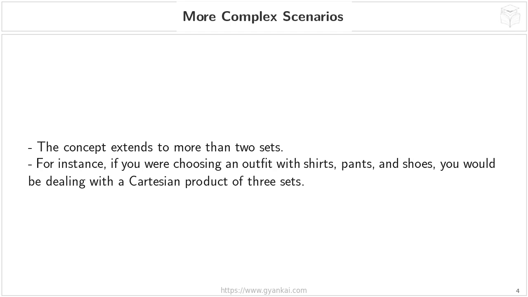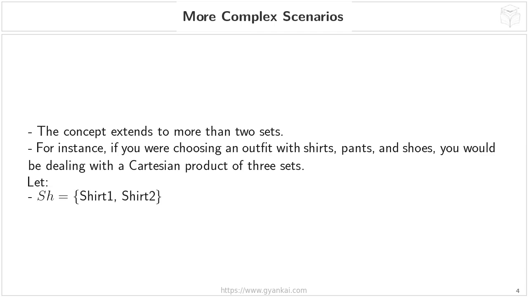Think about it. In the previous examples, we were combining one item from one set with one item from another. What if we wanted to combine even more choices? Let's say you're planning a complete outfit. You need a shirt, pants, and shoes. To represent this mathematically, we can use a Cartesian product with three sets.